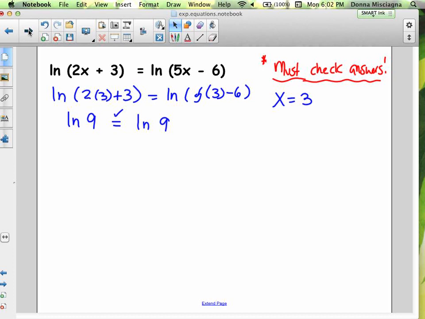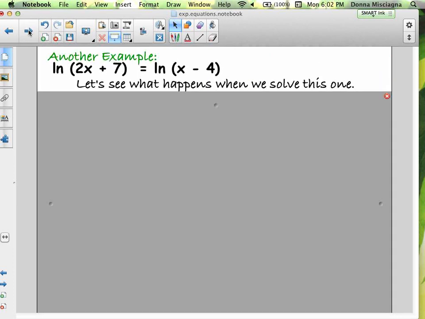I'm going to solve actually a couple on this tape, and then the rest of them are on the next tape that follows. But neither tape is going to be very long. All right, here's another example.